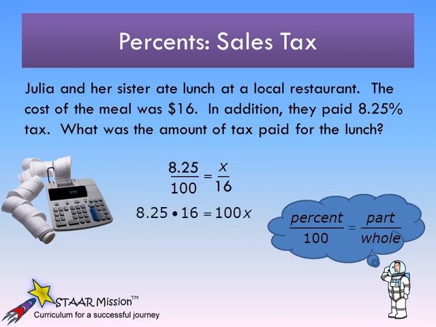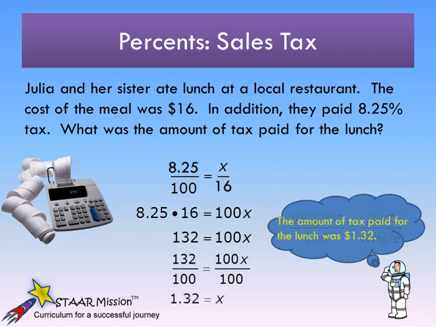To solve for x, cross-multiply for 8 25/100 times 16 and 100 times x. 132 is equal to 100x. Divide both sides of the equation by 100 to isolate x. So 1 32/100 is equal to x, and the amount of tax paid for the lunch was $1.32.